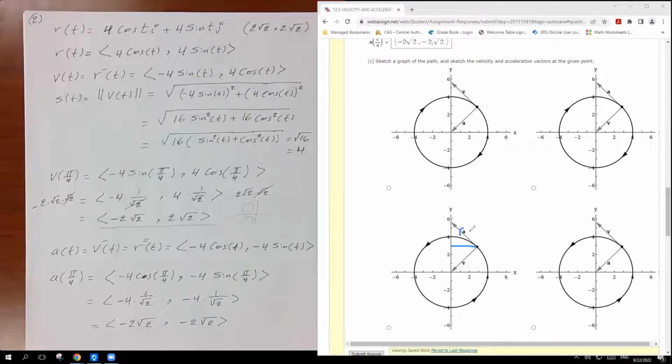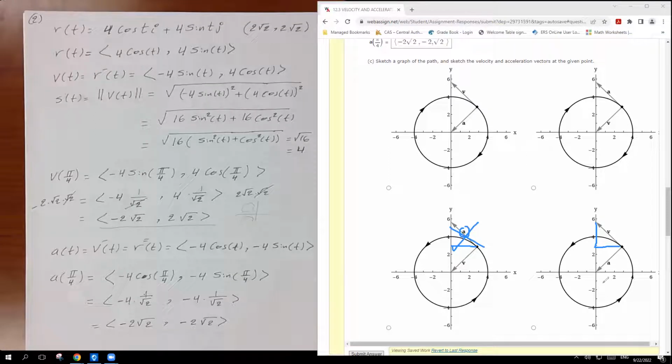So they put the acceleration here, which is wrong. So here, the graph is decreasing. And check, I'm going to go 2 square root of 2 to the left, because it's negative. Then I'm going to go up 2 square root of 2. That means here's the vector of velocity.